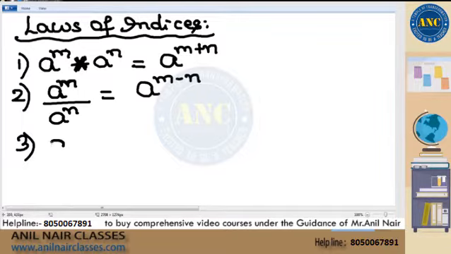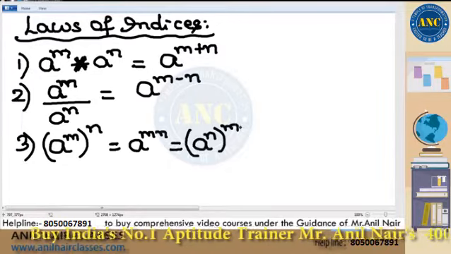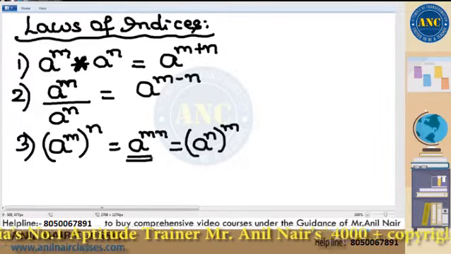Suppose, for example, I have only one base, but this time I have two powers for the same base: a power m whole power n. If there are multiple powers, I can write it as the product of the powers. Or I can also write (a^m)^n as (a^n)^m, because this also gives me a power n into m, which is nothing but a power m into n. Both are absolutely the same, right?